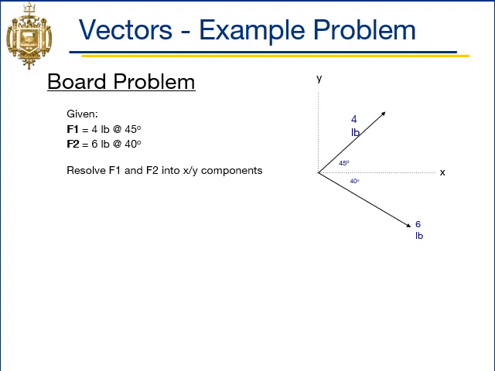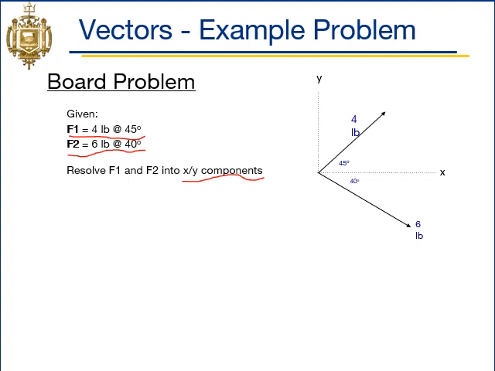All right, so here's a bit of an example problem. We've got two vectors, F1 and F2, and this problem wants us to resolve them into the x and y components for each. Looking at our given information, F1 is equal to 4 pounds at 45 degrees, and F2 is equal to 6 pounds at 40 degrees. We're trying to find the x and y components of these vectors.